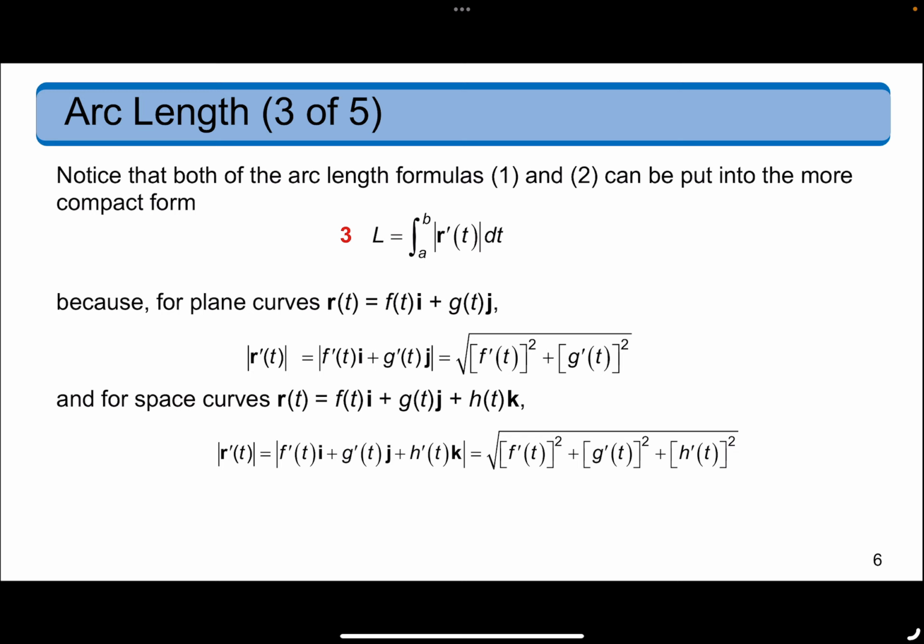And for space curves, r of t is equal to f of t i plus g of t j plus h of t k. So the magnitude of r prime of t is the magnitude of f prime of t i, g prime of t j, and h prime of t k, equal to the square root of f prime squared plus g prime squared plus h prime squared.